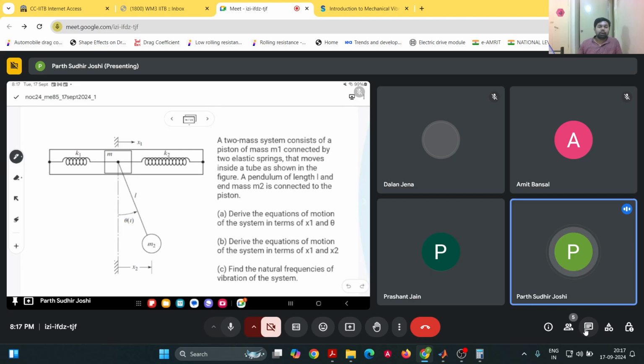Yeah, so this was related to a multi-degree of freedom system. This was actually part of the problems which I had planned to solve for the two degree of freedom systems, but this was not solved in the session. So we can actually discuss this problem right now.